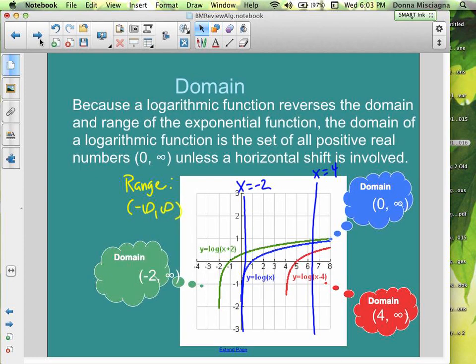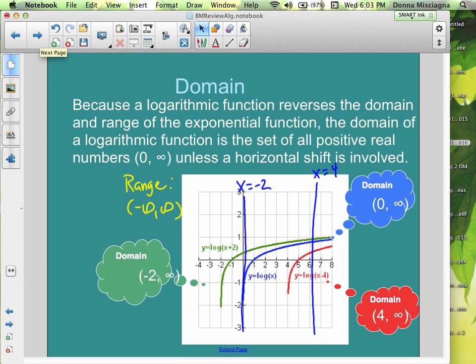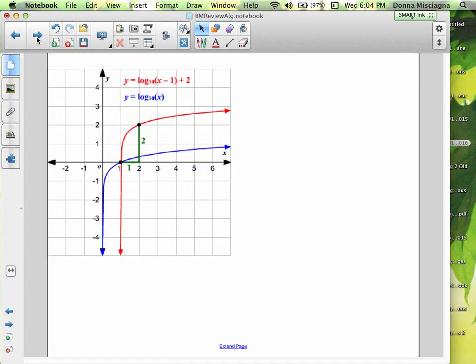And of course, our domain for a logarithmic function reverses the domain and range of the exponential. So your domain is going to be all positive real numbers unless we have a horizontal shift or a reflection. Normally, our domain is going to be 0 to infinity. But if we shift it to the left by 2, our domain is going to be -2 to infinity. If we shift it to the right by 4, our domain will be 4 to infinity. But our range is all real numbers. So those horizontal shifts affect the domain and the vertical asymptote.